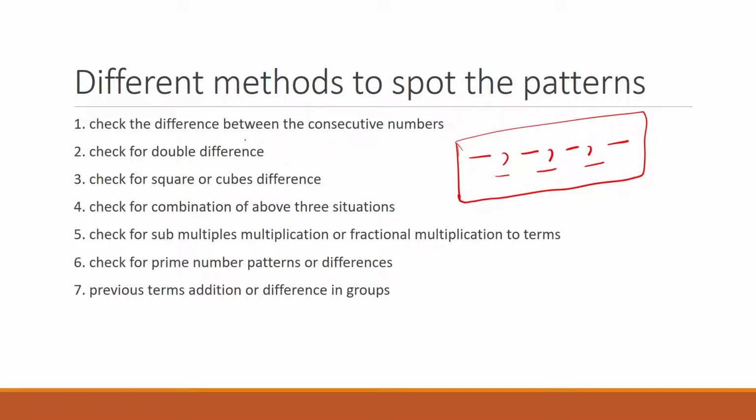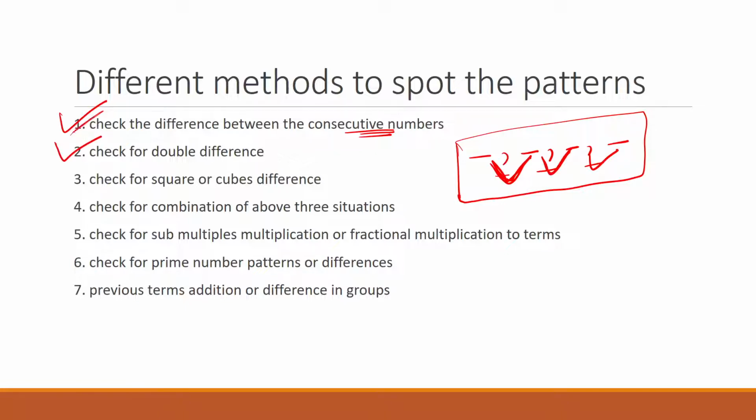I would suggest to always take the difference first between the consecutive numbers. Consecutive numbers would mean 2 numbers that are side by side or adjacent to each other. So these two, and these two can be considered as consecutive numbers, or consecutive terms, which would be the better terminology here. Then check for double difference.